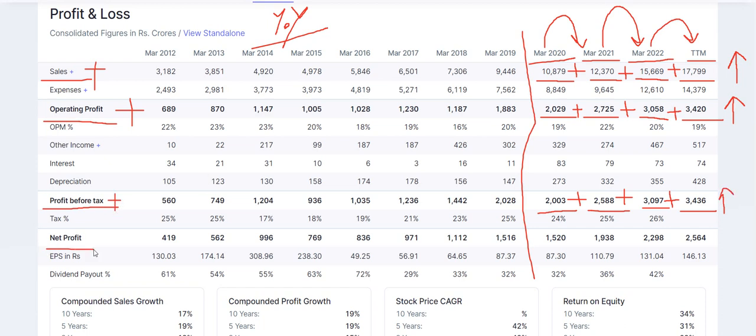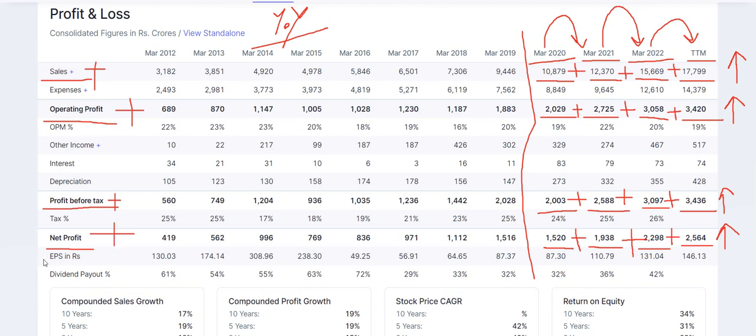Coming to net profit, it is 1,520 crore rupees. From there it increased to 1,938 crore rupees. Further increased to 2,298 crore rupees. Further increased to 2,564 crore rupees. So on every year basis, its net profit is also increasing.